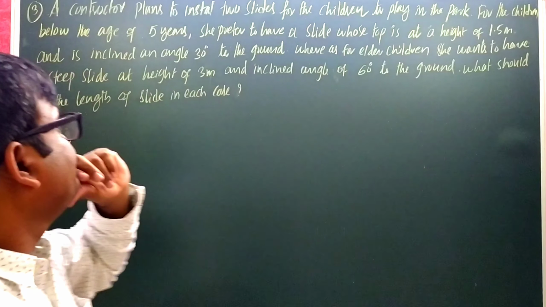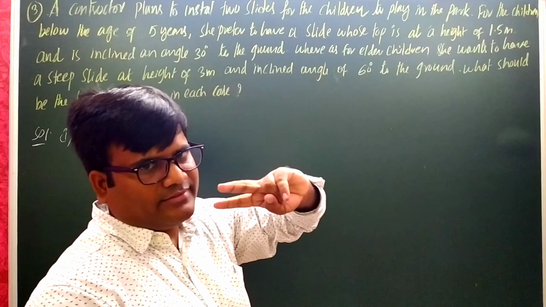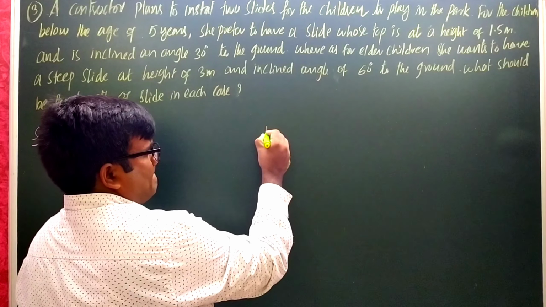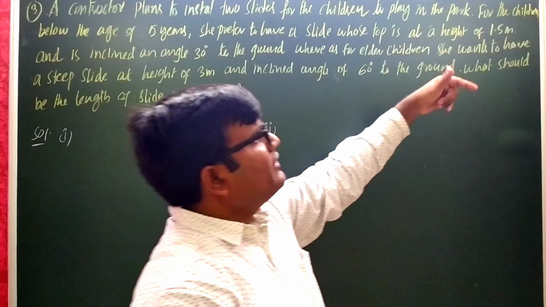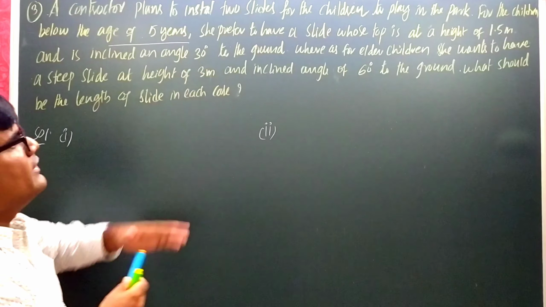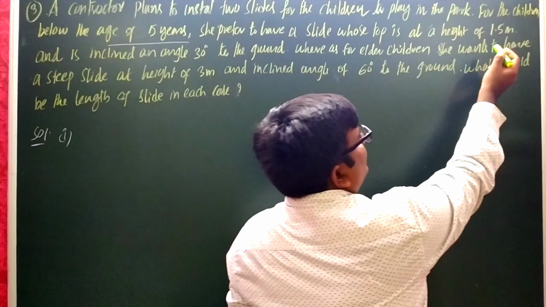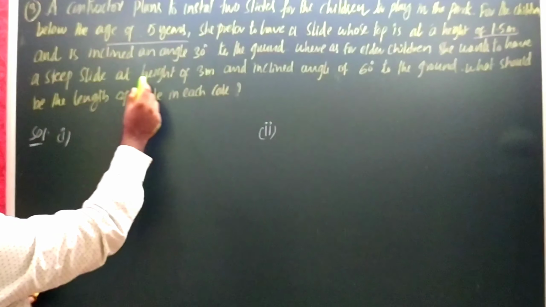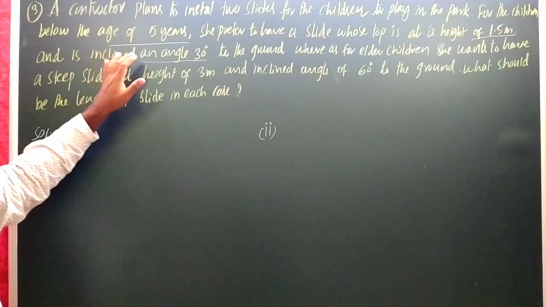Now, question number 3. A contractor plans to install two slides for the children to play in the park. For the children below 5 years, she prefers to have the slide whose top is at the height of 1.5 meters and inclined angle is 30 degrees. So this is the first case.